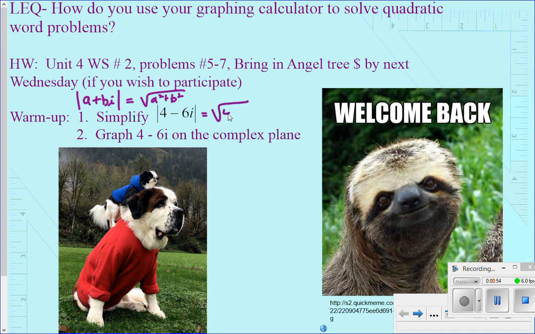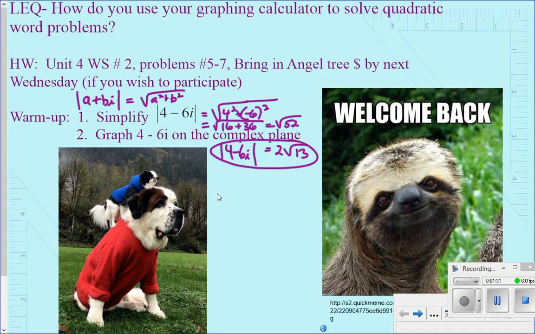So the square root of 4 squared plus the quantity negative 6 squared gives me the square root of 16 plus 36, which is the square root of 52. And 4 times 13 is 52. So 2 times the square root of 13 is my answer, the absolute value of 4 minus 6i.